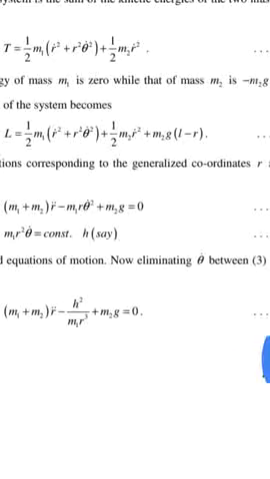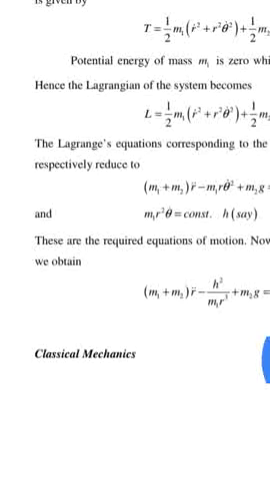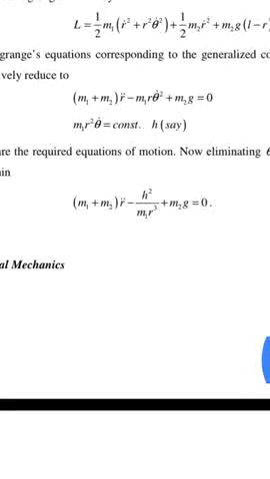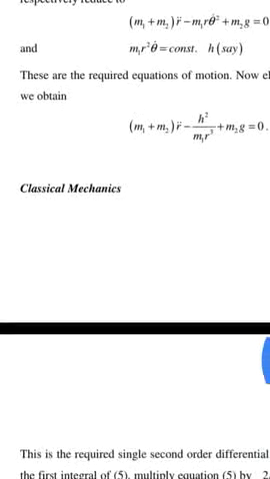Lagrange's equations corresponding to the generalized coordinates r and theta respectively reduce to d by dt of (dL by d r dot) minus dL by dr is equal to 0, and d by dt of (dL by d theta dot) minus dL by d theta is equal to 0, and so on. (m1 plus m2) r double dot minus m1 r theta dot square plus m2 g is equal to 0, and m1 r square theta dot is equal to constant h.